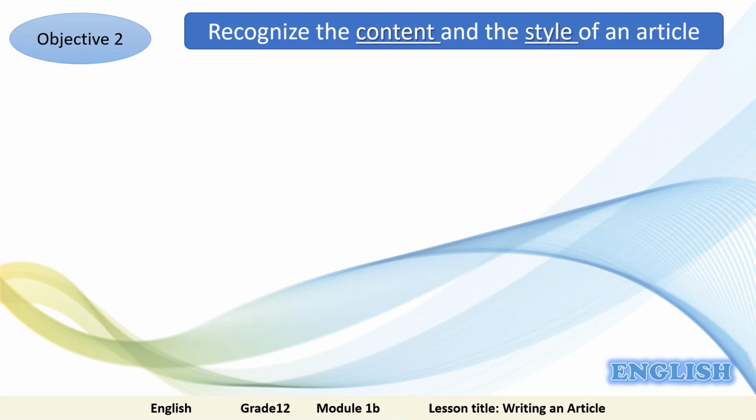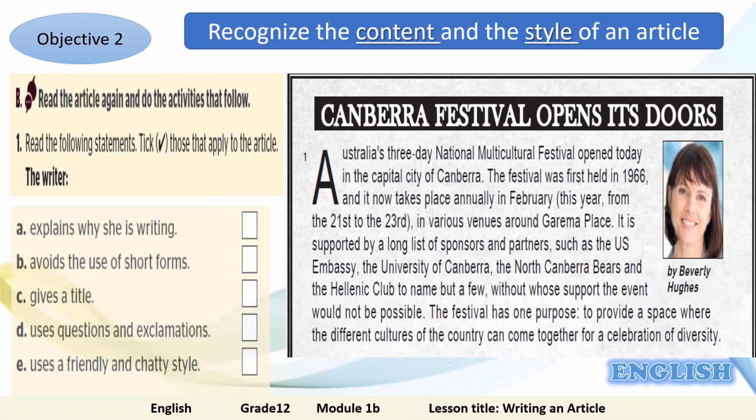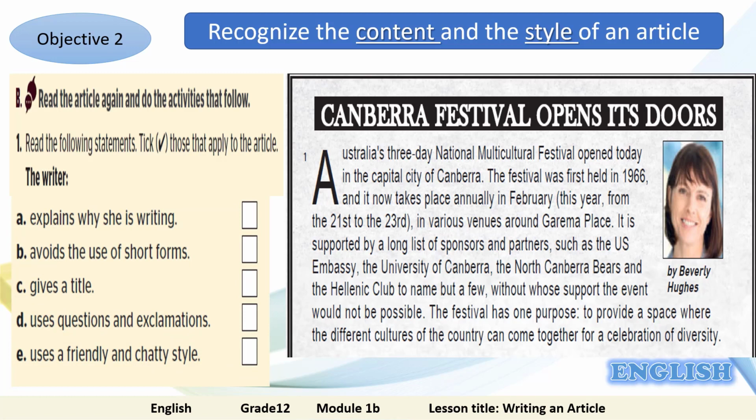Our second objective for today is to recognize the content and the style of an article, the language, and what our article should have. Let's break it down. We have the introduction right here on our right-hand corner. On your left-hand corner, we have a list from A to E. We need to examine these statements and check which of them apply to the article. So, let's get started. Letter A. Does the article explain why she's writing? I don't think so.